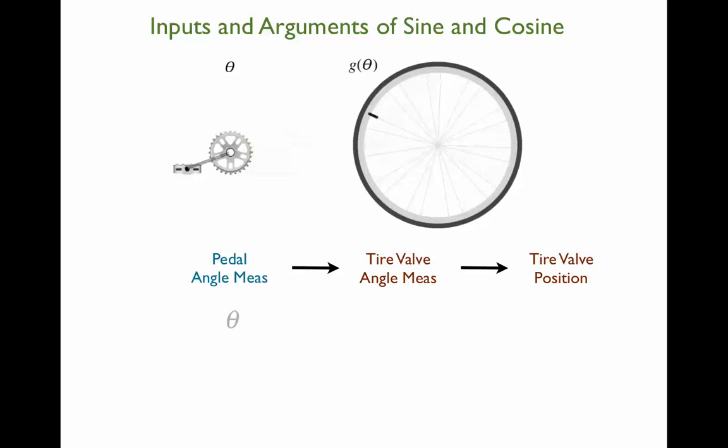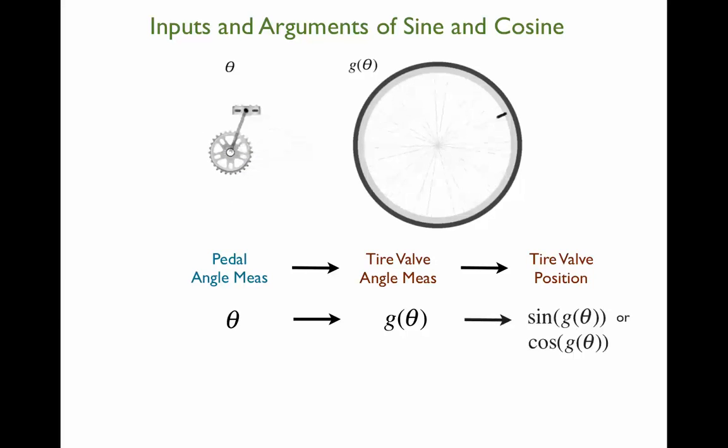So what's the pedal angle measure? Well, we call that the original angle theta, and then the tire valve angle measure is some function of that. Last time we saw the tire valve was rotating 4 times as fast, so its angle measure was 4 times theta. So for every radian of pedal angle measure, we got 4 radians of tire valve angle measure. So how much the tire valve rotates is a function of how much the pedal rotates. And then from that, we can either talk about vertical position or horizontal position of the tire valve.